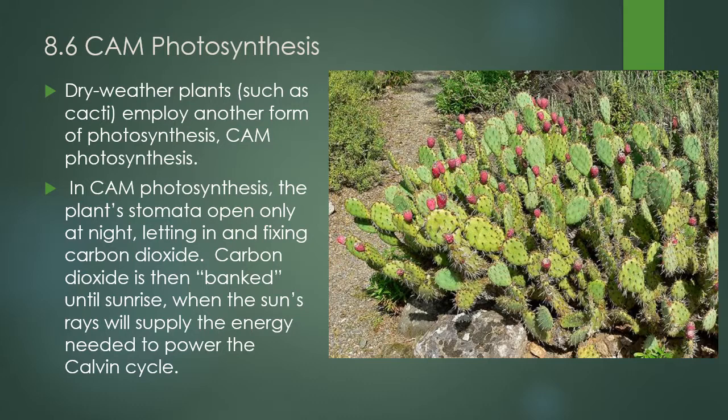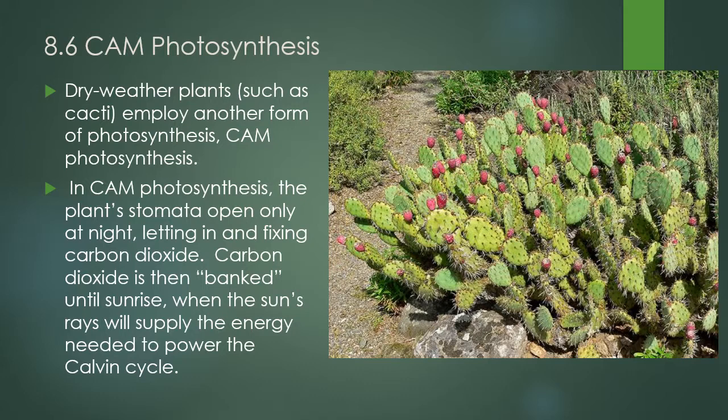Well, these plants do it a little bit backwards, so they open up their stomata at night, and they fix the carbon dioxide at night, they rearrange it, and then they sort of store that carbon dioxide until sunrise, and then the sun rays will supply the energy needed to power the Calvin cycle during the day. So essentially they just open their pores at night in the CAM photosynthesis.